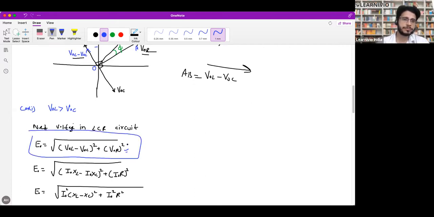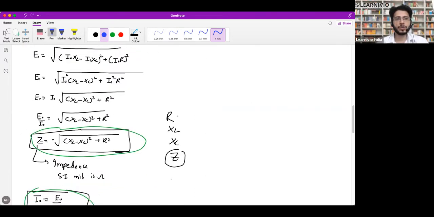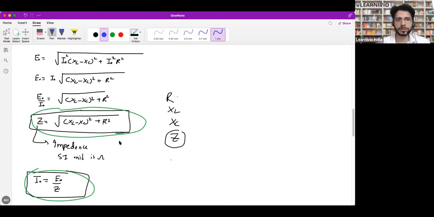This is important. After this, you should remember the relation for impedance: root over XL minus XC square plus R square. Impedance is the total obstruction offered by the circuit. You can take this as an analog of equivalent resistance or equivalent capacitance. You can take it as an analog of those terms.